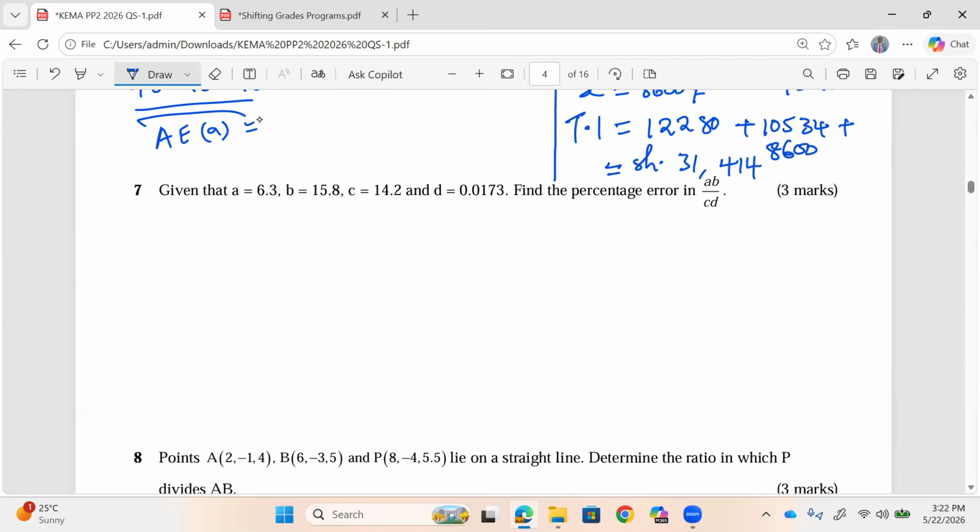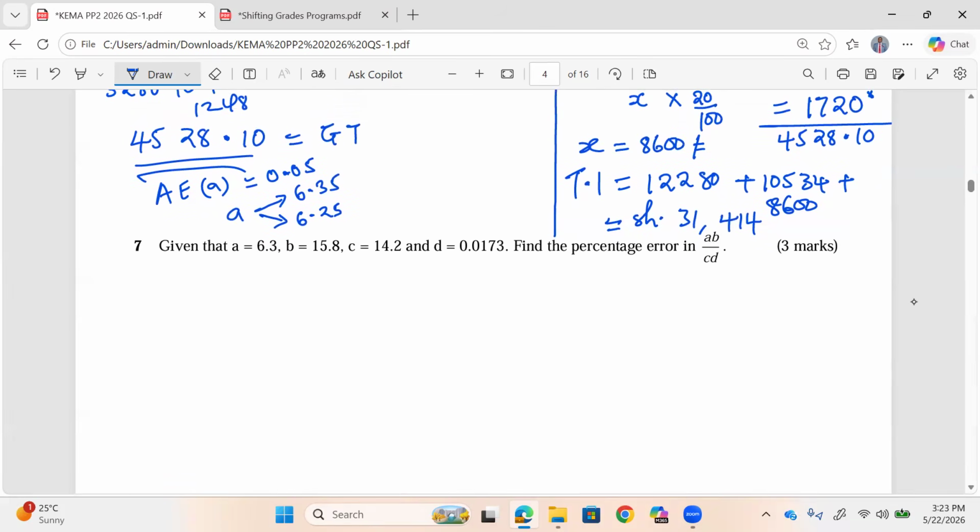the absolute error in the recording of a measurement is given by the accuracy over 2. So for 1 decimal place, 0.1 is the accuracy, over 2, we get 0.05. That's the absolute error in the recording of A, meaning that the values of A shall range up to, we add the value here to get 6.35, or we subtract the same value, 6.25. So this is the range of A. Then we check out B. B has been recorded to the same accuracy.